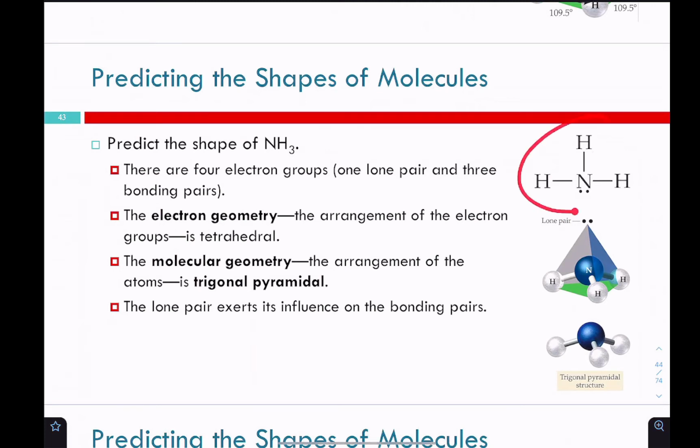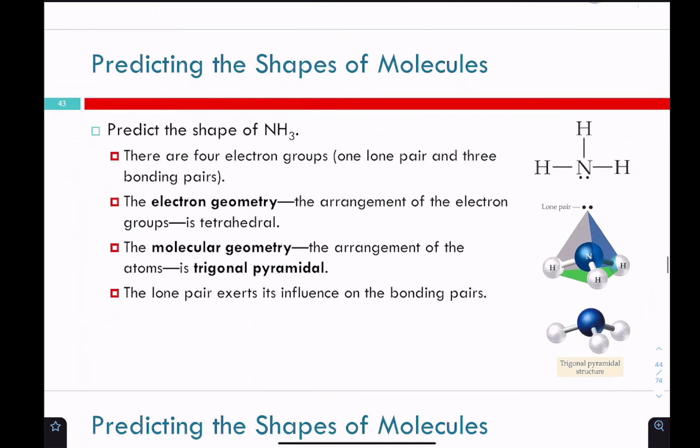So when you draw the structure, you'll get a Lewis dot structure that looks like this. But I want you to write the molecular geometries for each of these. So the molecular geometry is trigonal pyramidal, and the difference is the electron geometry includes all the electron groups. The molecular geometry only includes atoms, and it leaves out lone pairs. But that lone pair exerts the same repulsive influence as another bonded atom would.